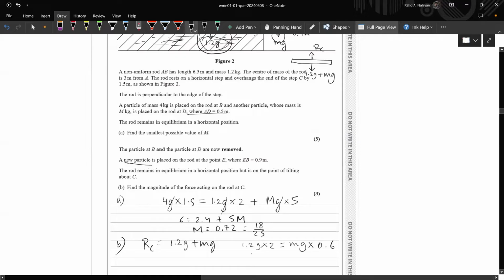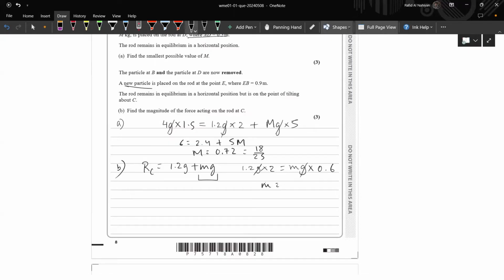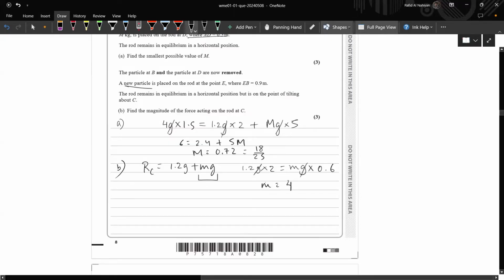Okay, and now I can find out mg. Or let me just find out m. Well, if I found out mg, I could just put that straight in here and find out this reaction. But yeah, let's just find out m. The m is going to be, okay, the g's actually cancel out. 2 times 1.2 divided by 0.6, and that is 4. So we find out the mass. And therefore the reaction at C is going to be 1.2 G plus 4 G, and that is 6.2 G.